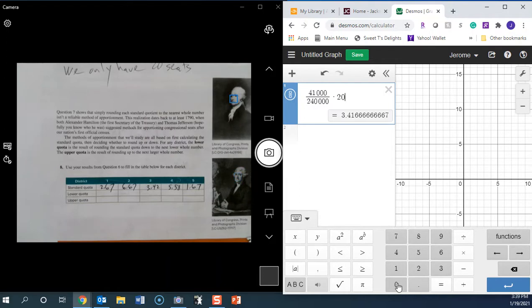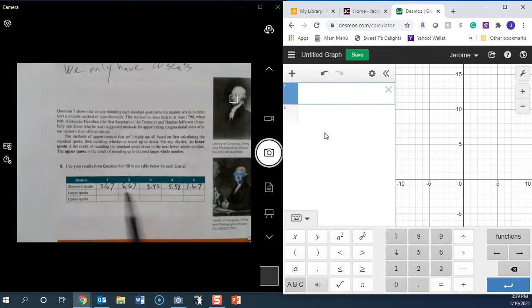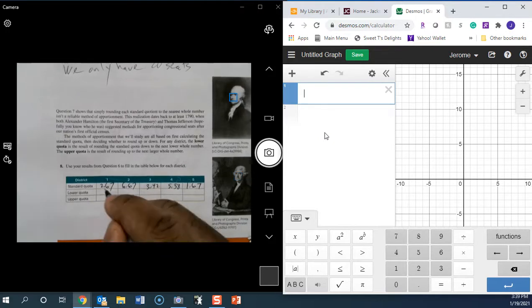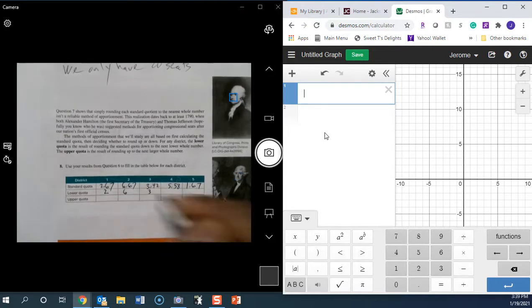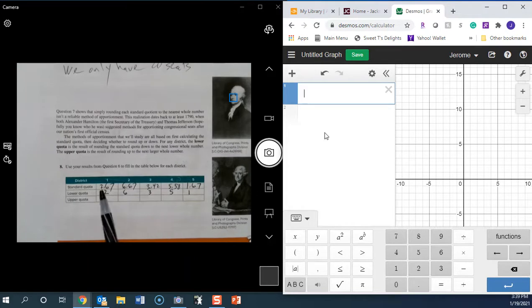Now listen, I really don't like when they say to round down. So I'm going to give you an alternative to the definition for the lower quota. To get the lower quota, all you have to do is take the number in front of the decimal. Again, for the lower quota, it's the number in front of the decimal for your standard quota. So this is 2, 6, 3, 5, and 1.